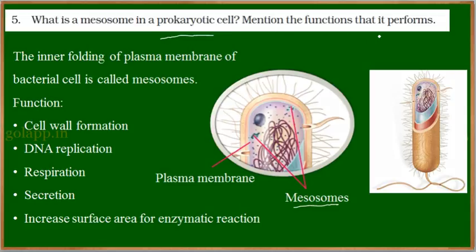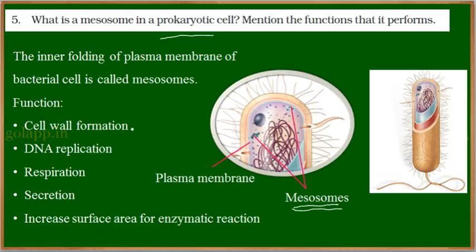Now, what are the functions that it performs? Generally in a eukaryotic cell, the membrane-bound cell organelles like Golgi apparatus, nucleus, and endoplasmic reticulum perform certain functions. But in a prokaryotic cell, these cell organelles are absent. So all these functions are performed by the mesosomes.